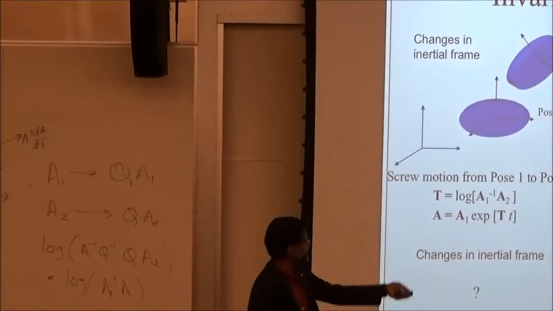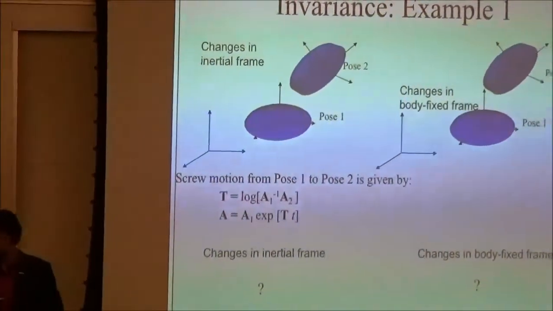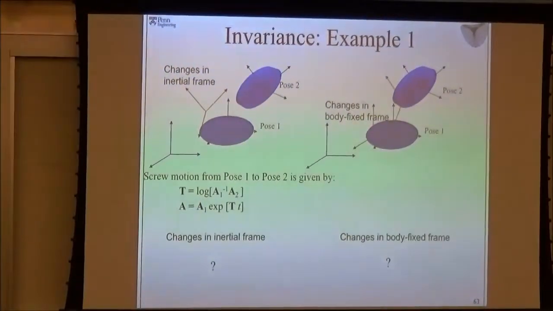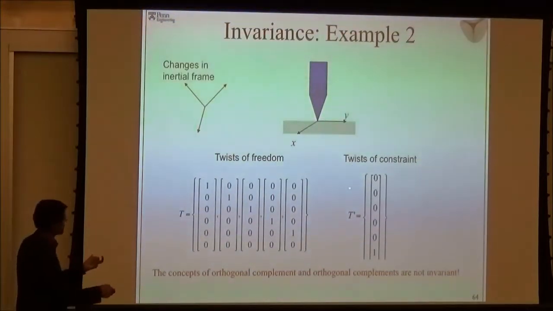And I'll let you do this. It's exactly the same way. It's a little more involved, but you want to check this. Here's another one where you can run into problems, and this has to do with what people call twists of freedom and twists of constraint.